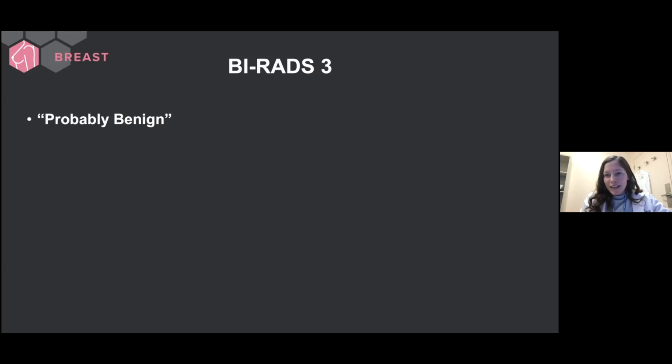So BI-RADS 3, this probably benign. It's a really challenging topic, and that's what we're going to be focusing on during this talk. Like I said, this means that there is a low chance of malignancy. It's not 0%, but it's very small, less than or equal to 2%. So it doesn't reach our threshold to be recommending a biopsy, but we do want to keep a close eye on the finding because we know there's at least a small chance that it could represent a cancer.